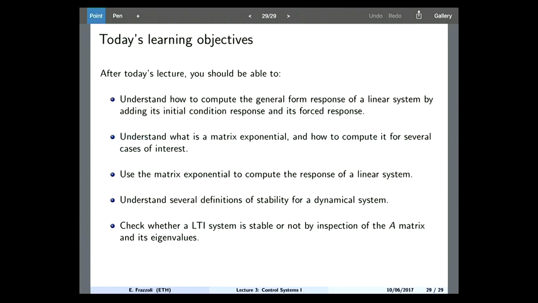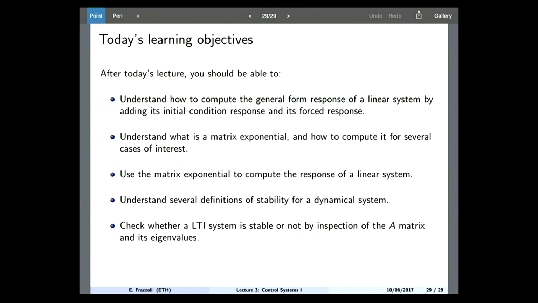Okay, let's summarize. Any questions on the first point? The first point is the message that I said at the beginning, so we spent the first hour on it. In order to compute the response of a linear system, you divide and conquer: compute the response to a non-zero initial condition with 0 input, plus the response to 0 initial condition with non-zero input. Compute those two separately, add them up, and that's your solution.